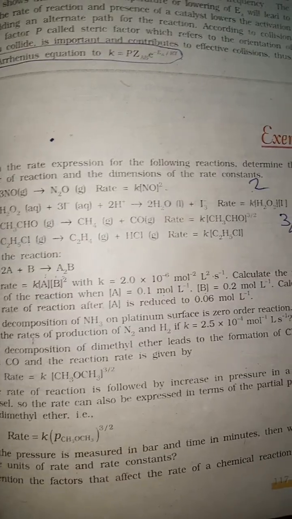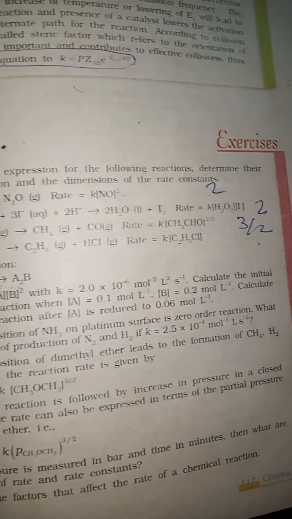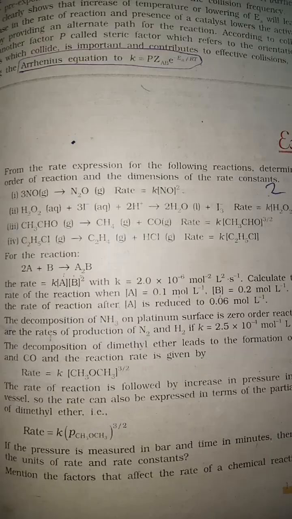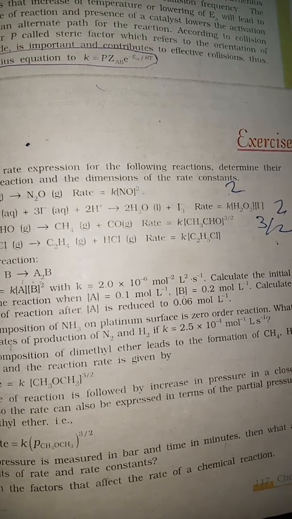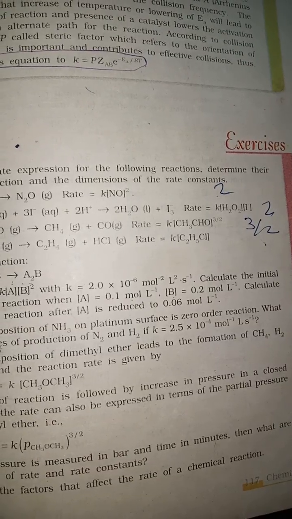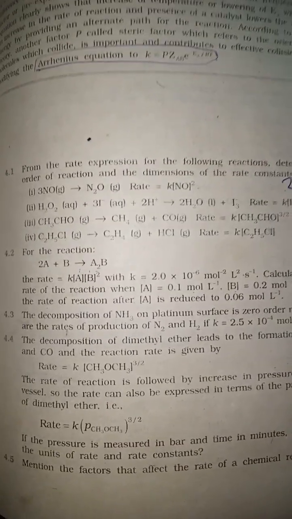The decomposition of NH3 on platinum surface is a zero order reaction. What are the rates of production of N2 and H2 if k is equal to 2.5 × 10^-4 mole inverse liter second inverse?